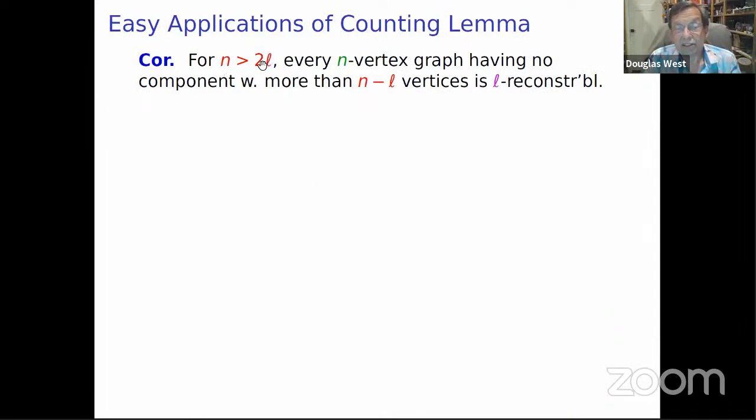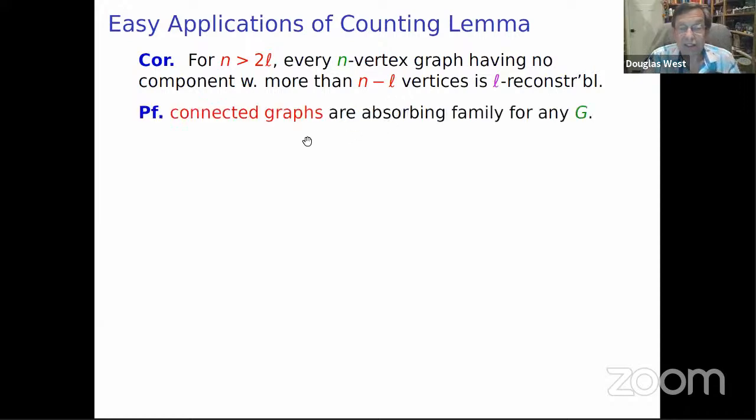When n is bigger than 2L, I claimed that every n-vertex graph having no component with more than n minus L vertices would be L-reconstructible. So why is this? Because the family of connected graphs is an absorbing family for any graph. What are the maximal connected graphs? They're just the components, okay?